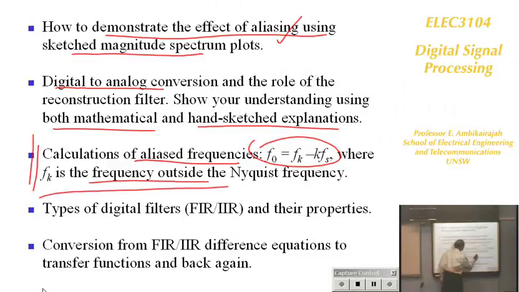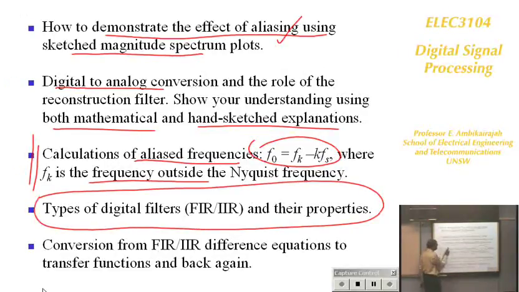Then we looked at the types of digital filters, FIR and IIR filters, and the different properties of them, the impulse response of them, and also the coefficients and all of those. You should know the difference. Then conversion from FIR and IIR difference equations to transfer function and back again. So from the transfer function to difference equation to transfer function. You've done that many times.